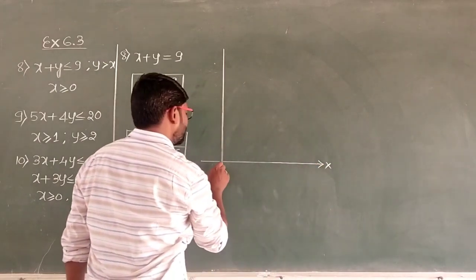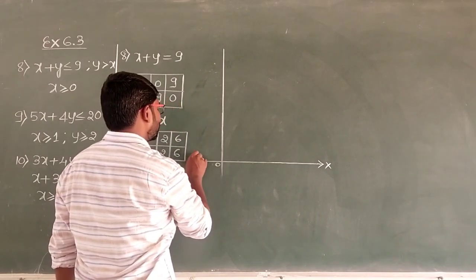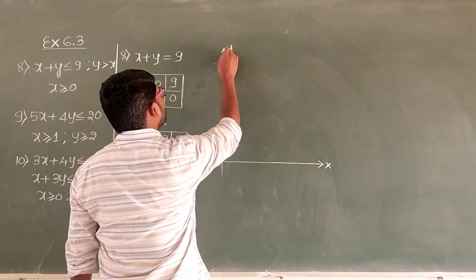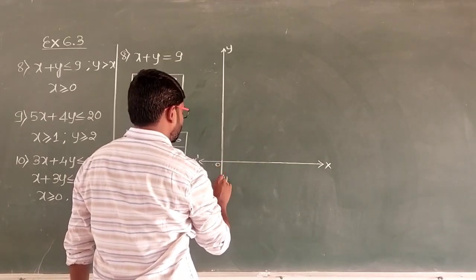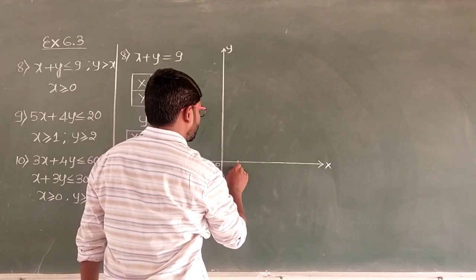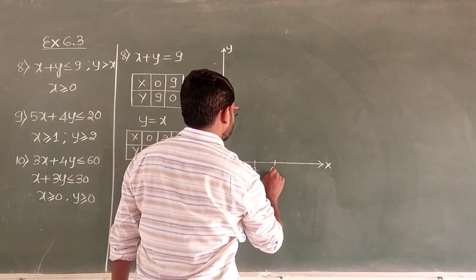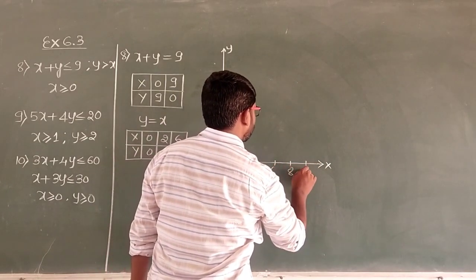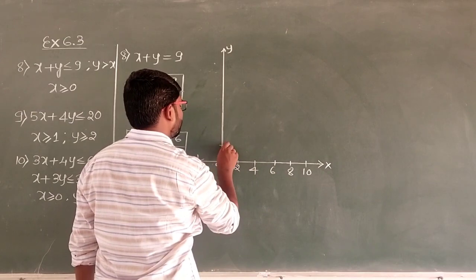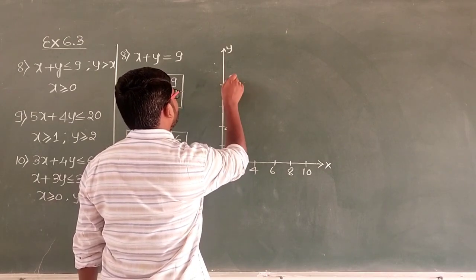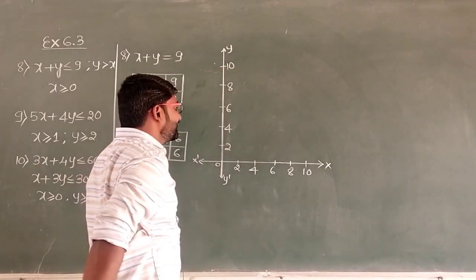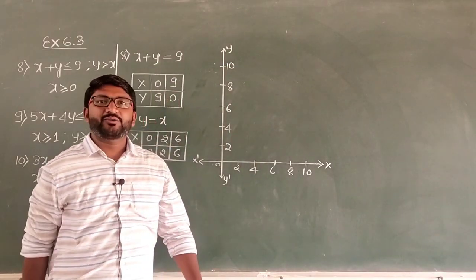Yes, x, origin, x dash, and then y, origin, and then y dash. So this is 2, 4, 6, 8, and then 10. Similarly, on the y axis 2, 4, 6, 8, and 10. So with the help of these two tables we have to plot the graph.